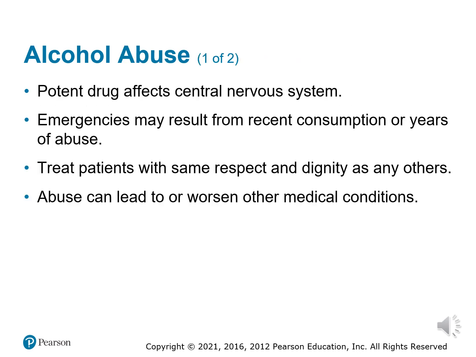All right, next we're going to talk about alcohol abuse. So it's a potent drug that affects the central nervous system. Emergencies may result from recent consumption or years of abuse. Treating the patients with the same respect and dignity as others is very, very important. Okay, you don't know why they're in that situation.